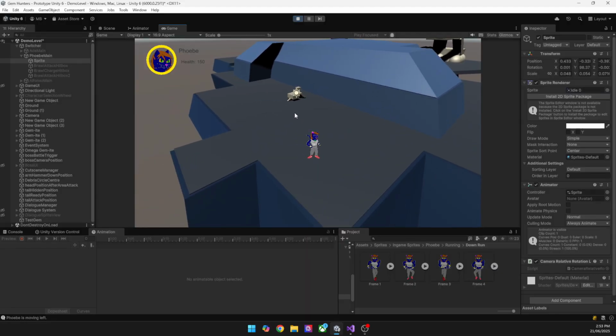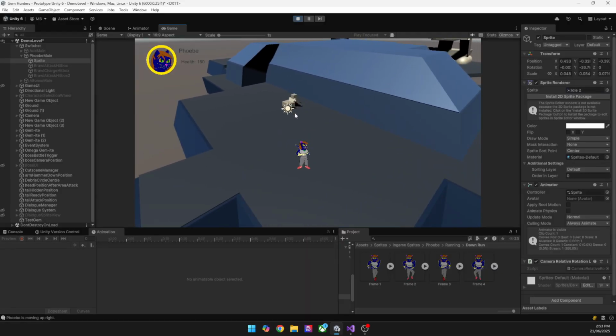We have the animating frames for Edge's running directions working, so let's move on to the next character in line, which is Phoebe. Her running animation. So the first step of the process was to draw the animating frames for her running directions.